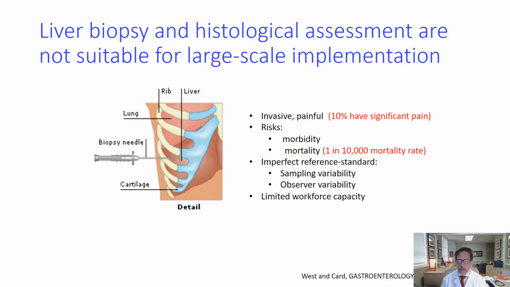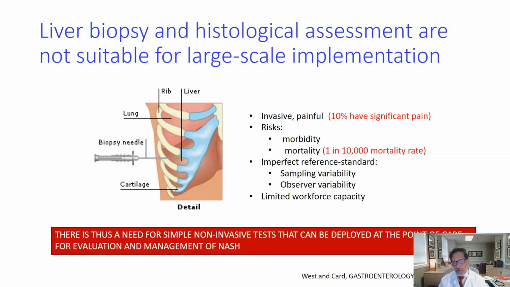And in addition to that, the assessment of the liver tissue that comes out is subject to sampling variability, but also observer variability. And the workforce capacity to evaluate, potentially, 100 million people who could be at risk of having fat in the liver to find out who has at-risk NASH is really not an optimal public health solution. So this, of course, is the rationale why we need simple, non-invasive tests that can be deployed at the point of care for evaluation and management of NASH.